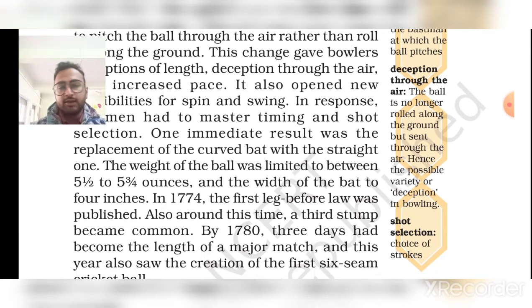So now the bowling was changing, and even the bats were changed because it was now overarm, not underarm. The weight of the ball was limited to between 5.5 and 5.75 ounces, and the width of the bat to 4 inches.